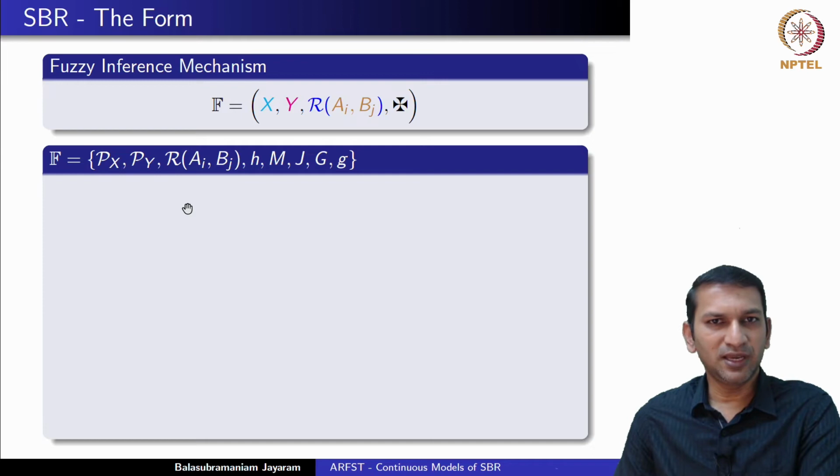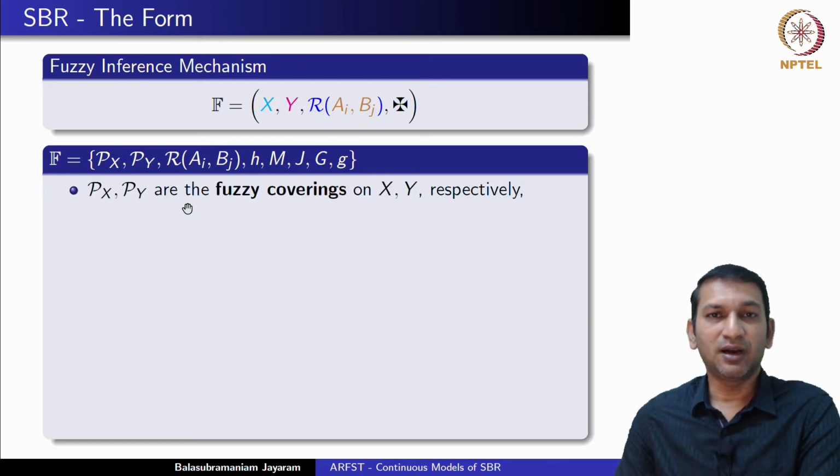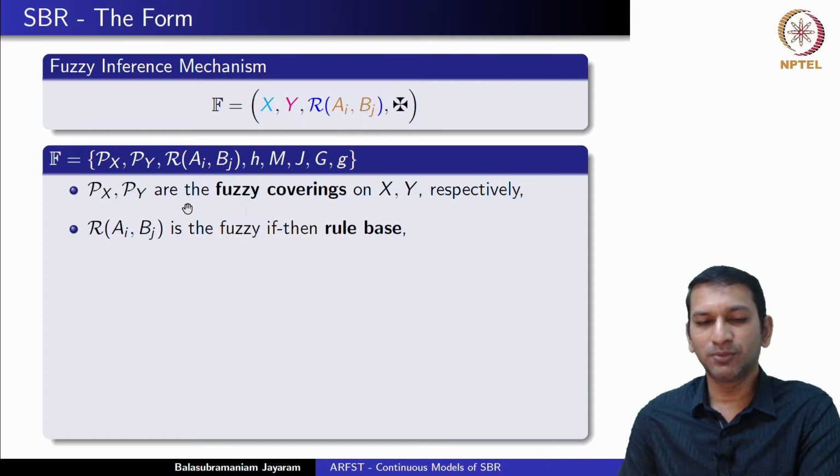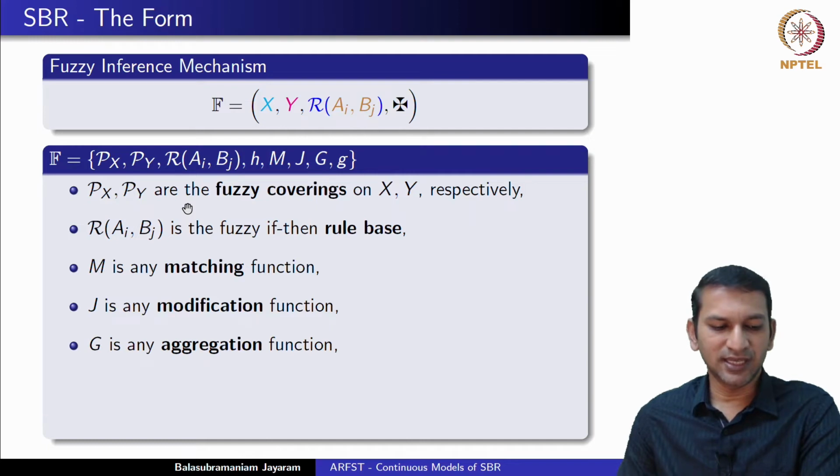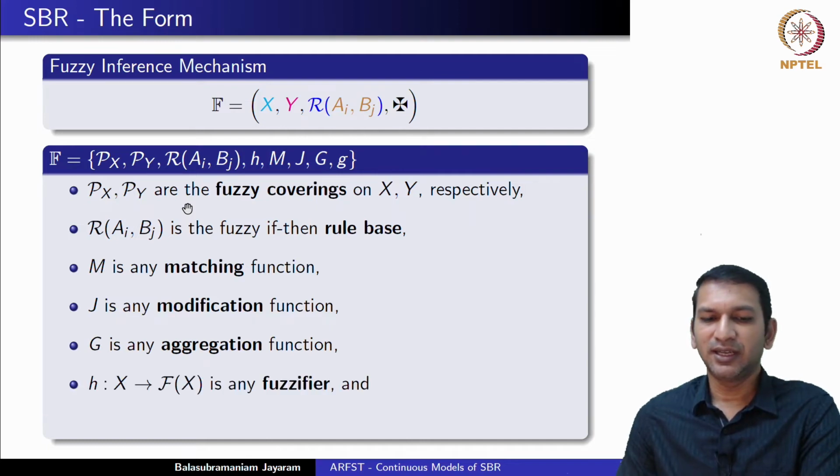In the case of an SBR, we know these are the corresponding components. Px and Py are the fuzzy coverings on X and Y respectively. R of Ai, Bj gives us the fuzzy if-then rule base, where these Ais and Bjs, the antecedents and consequents, are actually picked from the fuzzy coverings Px and Py. M is any matching function, J is any modification function, G is any aggregation function, H is the fuzzifier, and small g is the defuzzifier.